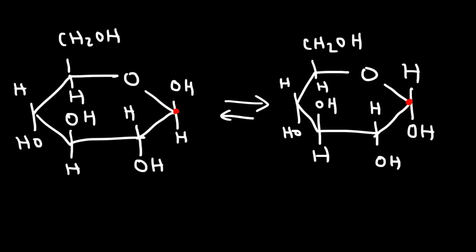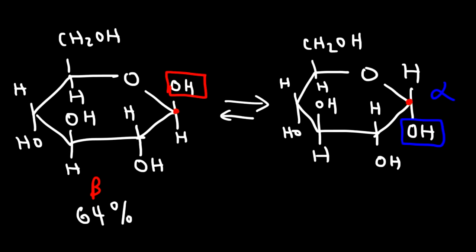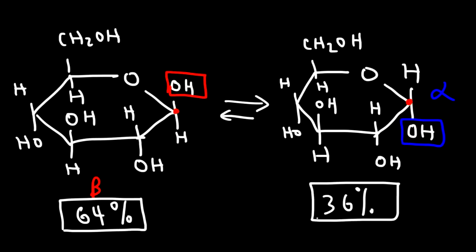So whenever you have the OH group facing the upward direction, this is the beta anomer. And whenever you have the OH group facing the downward direction, this is the alpha anomer. The beta anomer is more predominant than the alpha anomer. About 64% of glucose in a solution is going to be in the beta form, and the other 36% is going to be in the alpha form, and a very small amount is in the straight chain form, less than 1%, like 0.0 something. But the majority of it will be in the beta form.